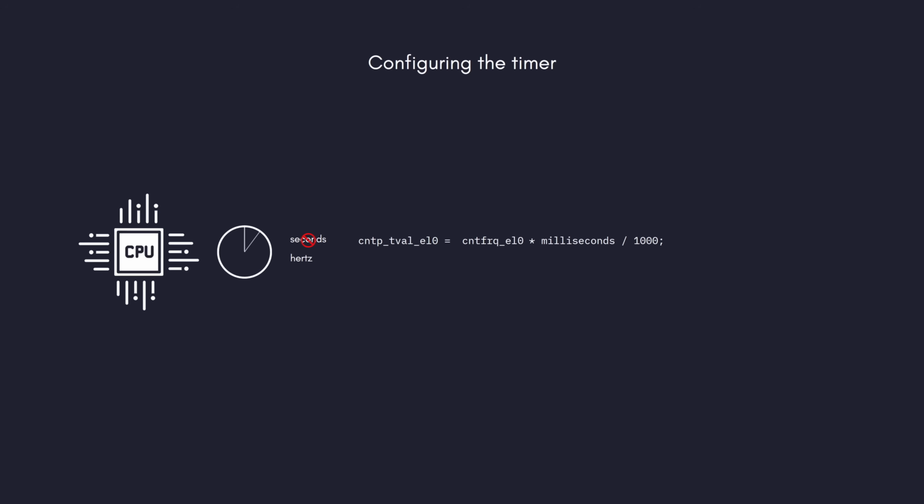So now, whenever the specified amount of milliseconds has passed, interrupt line 30 will be triggered and we will receive an interrupt, and our handler will be able to switch from the process that's currently executing to the next one. Finally, we need to enable the timer by writing a 1 to this register right here.